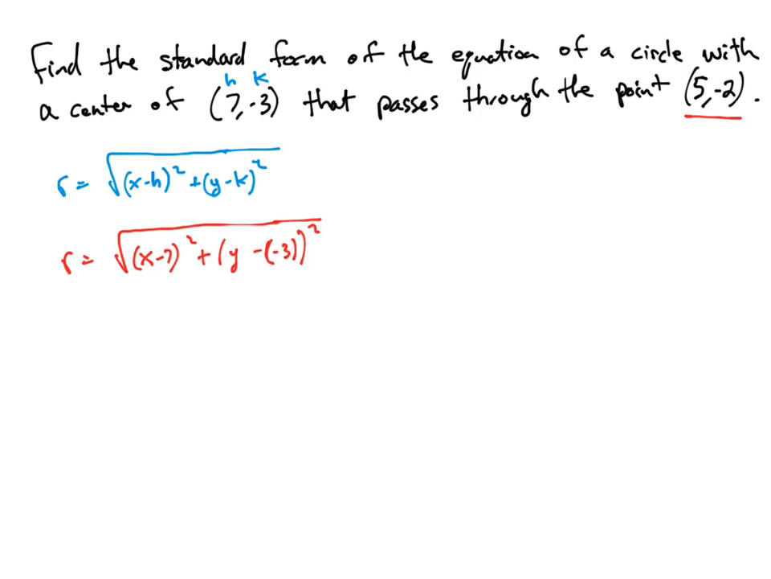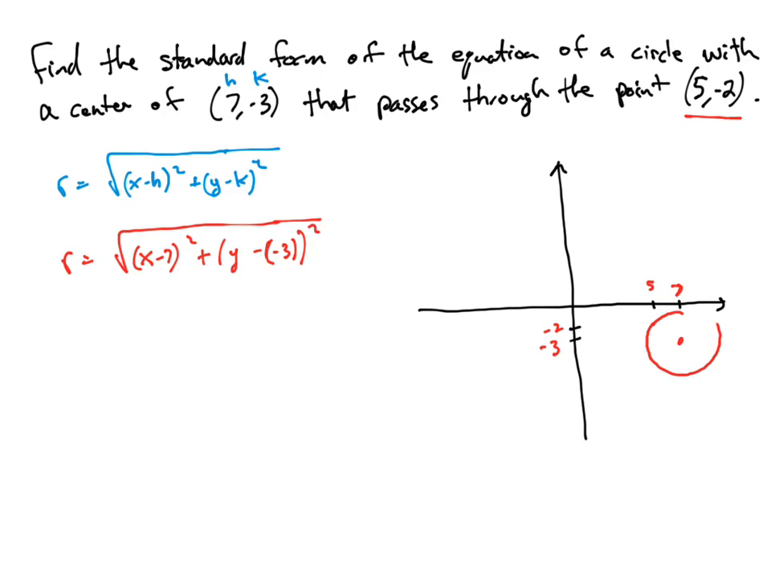So let's just quickly sketch what's happening here. Probably should have done this at the beginning, but 7, negative 3 is the center. There's the center, and it passes through the point 5 comma negative 2. So maybe 5 is here, negative 2. So there's the point. So this circle does something like that, where it passes through that point 5, negative 2. All right, so we need to figure out what this distance is for the radius.